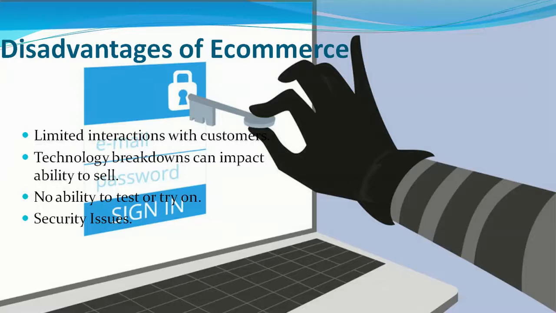No ability to test or try on. So now suppose you are buying a pair of trousers or any piece of cloth. You do not have, let's say, a chance to try it. So that is another drawback. Security issues. Obviously, there is a threat of, let's say, phishing or theft of your credit card information. So this is another threat in e-commerce, or drawback, or let's say disadvantage.